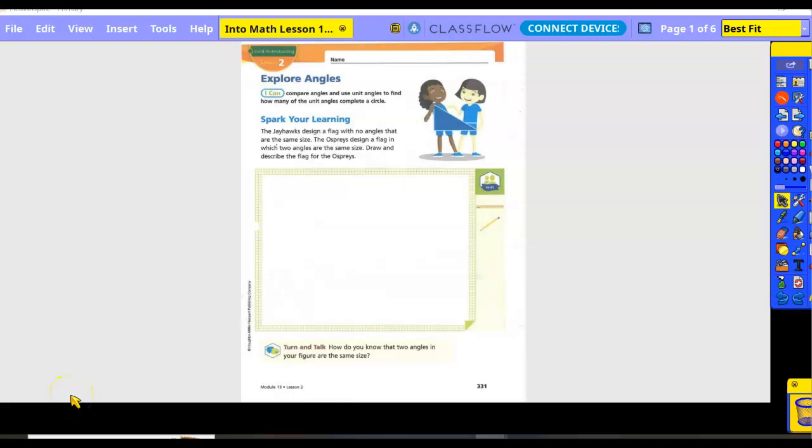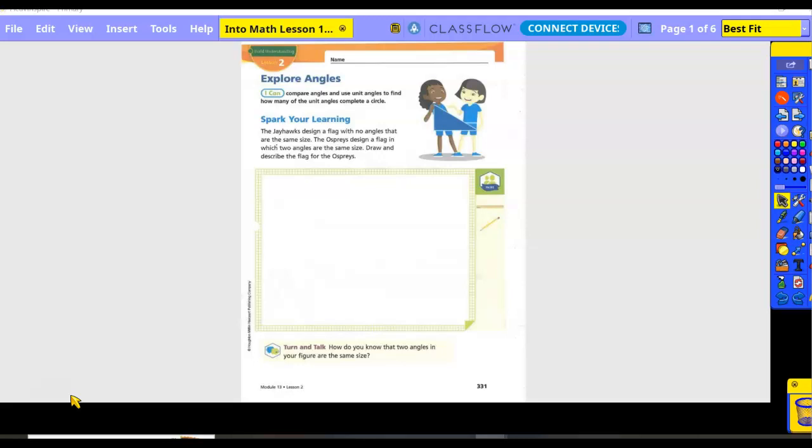Fourth grade math, lesson 13.2, explore angles. I can compare angles and use unit angles to find how many of the unit angles complete a circle. Spark your learning. The Jayhawks designed a flag with no angles that are the same size. Ospreys design a flag in which two angles are the same size. Draw and describe the flag for the Ospreys.